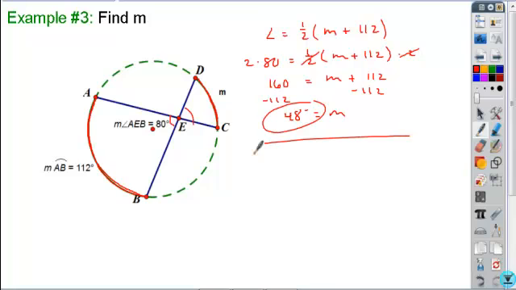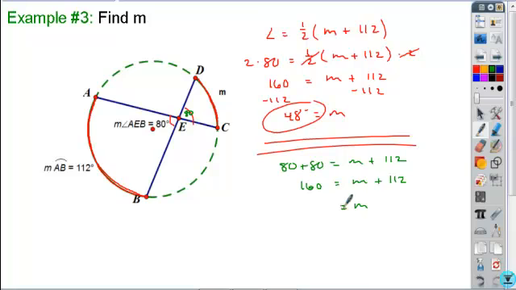Now, if you're somebody who prefers just to look at the problem and calculate it in your head, what you're probably going to say is that the sum of these two angles, 80 and 80, has to equal the sum of these two arc measures, m and 112. So your thought pattern is 80 plus 80 is equal to m plus 112. You wind up getting the same calculation: 160 equals m plus 112, m is equal to 48. You might not be writing this down, you might be doing the calculations in your head. Either way is fine.